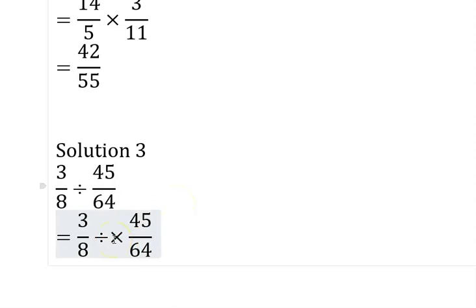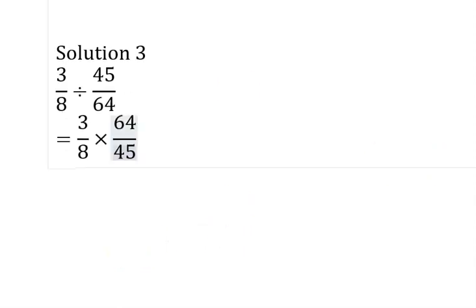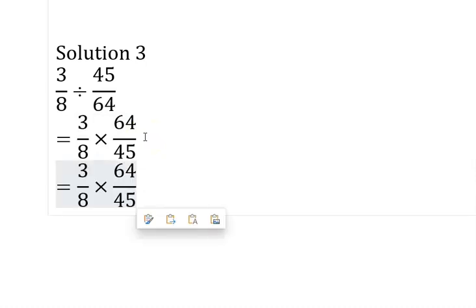And remove what we have here. Then we swap. That means 64 will come up and 45 will be down. Now after doing this, the next thing is for us to break into smaller numbers. It is not compulsory. You can multiply the numerators together, the denominators together, and divide. But to make your job easier, I would advise you to break into smaller numbers.